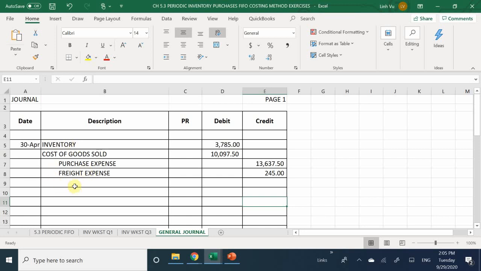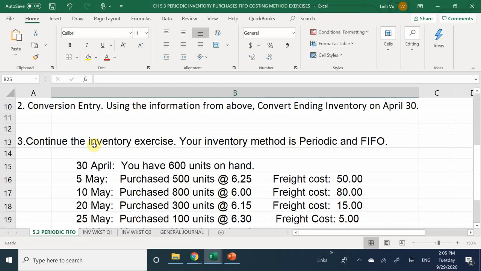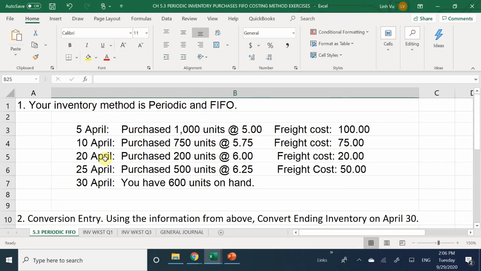Okay, so this is just example number 1. Let's go ahead and move on to example number 2 so that we can practice this. Question number 3 is going to say continue the inventory exercise. Your inventory method is periodic and it is FIFO. So on April 30th, you have 600 units on hand. So this is taking from our previous scenario.